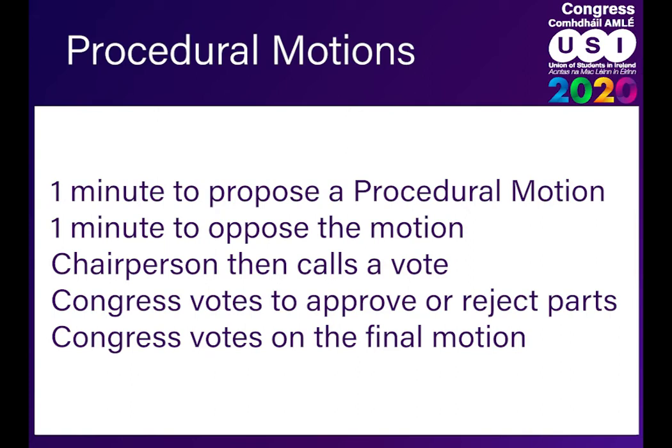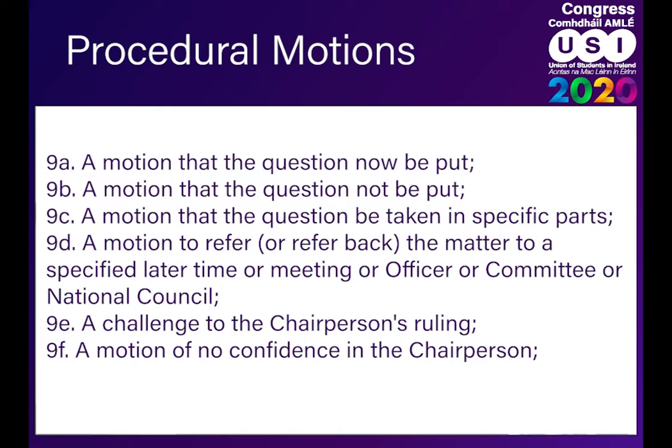There are other procedural motions. Procedure 9A asks for the vote to happen with no further speeches and can only be moved after the introduction speech. Someone may speak against this procedure. You get to decide on whether or not that will happen. Procedure 9B asks for the vote not to happen. This would have the effect of dumping the motion entirely. Procedure 9C is the parts motion we just looked at.